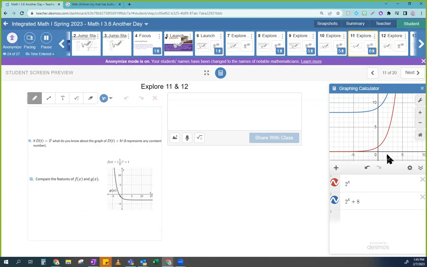What happened? What happened from red to blue? What did that plus 8 do to your function? Yeah, it moved it up. It raised it, like took it on an elevator ride, right? Everybody get on the elevator. We're all going to go up 8 spaces.